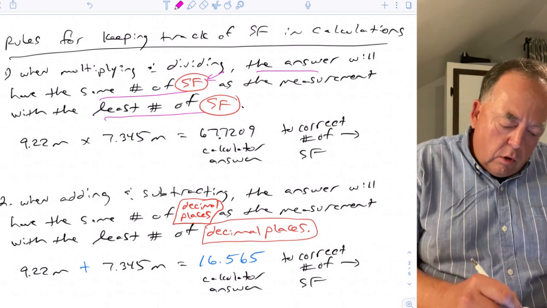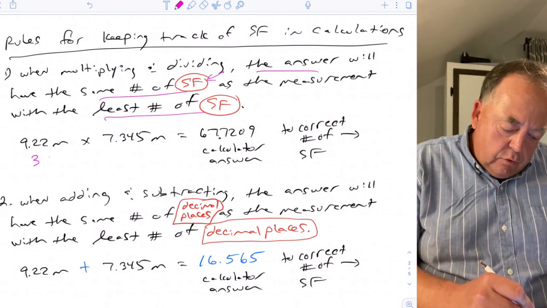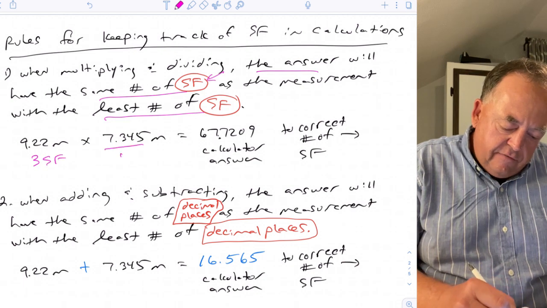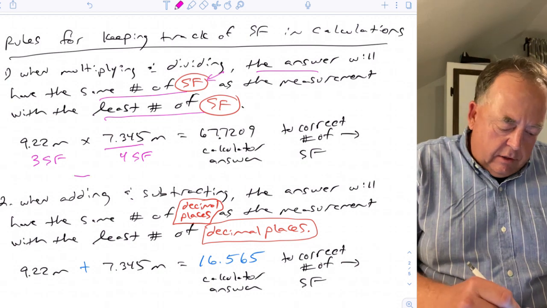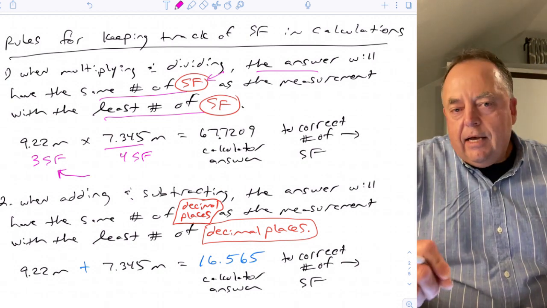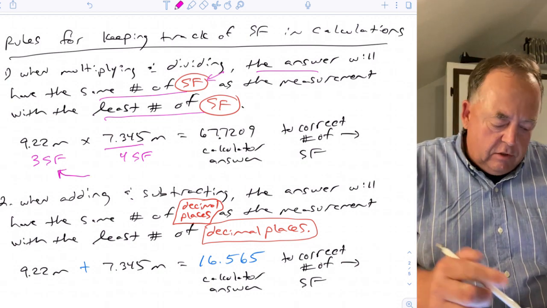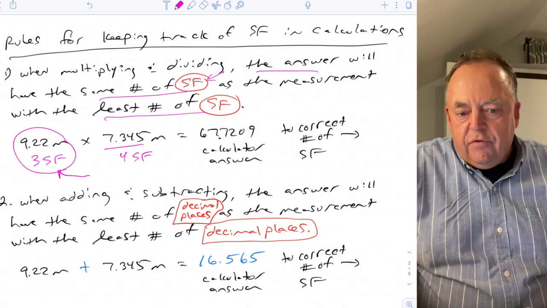figures. So here we're multiplying these two numbers. This has 3 significant figures, and this has 4 significant figures. So the answer can have 3 significant figures because you go with the number that has the least number of significant figures. This one has 3, so your answer has to have 3.